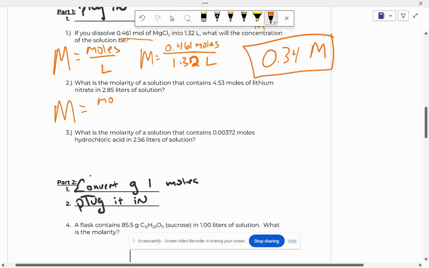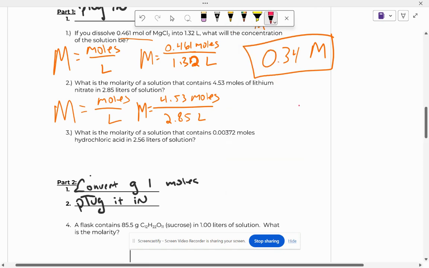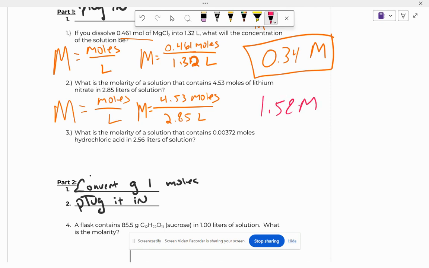Molarity is equal to moles over liters. So I'm going to take 4.53 moles and divide it by 2.85 liters. That's what I'm going to solve for big M. All right, everybody see where I got those numbers? You just plug them right in. It's just plug and chug now, okay? The molarity then is going to be like 1 point something? 1.58. 1.58 big M, okay? See if you can set up the last one here quick.